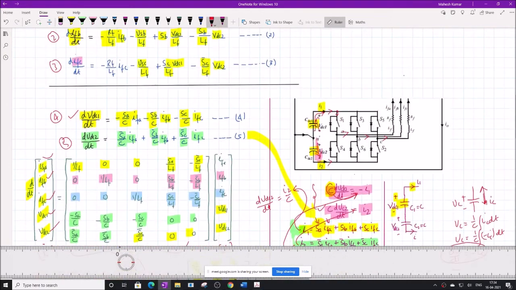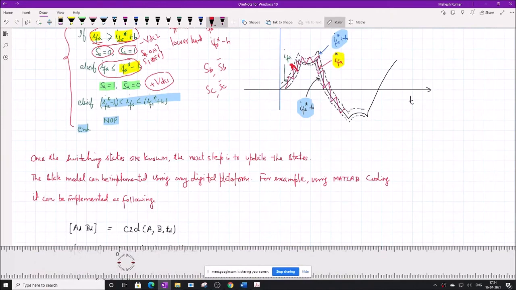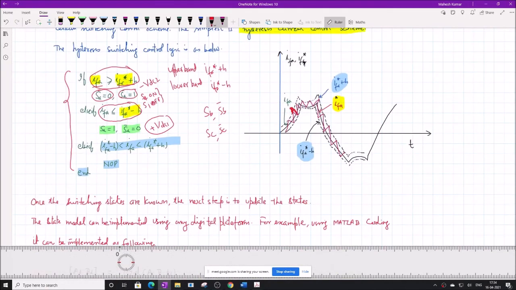We discussed how to generate IFA star, IFB star, IFC star. Then there is the switching control scheme, how to realize IFA, IFB, IFC, and then some more highlight on how to solve this system, that is, how to implement this state space model. We know switching, we know the reference current, then how to implement it.